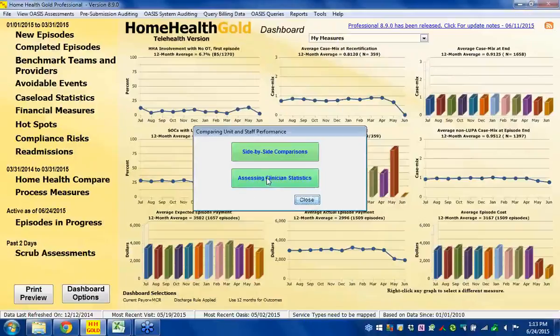We still have the traditional assessing clinician statistics. If that's a report you're familiar with, we didn't change that. We just added the side-by-side ability to see them in relationship to one another.